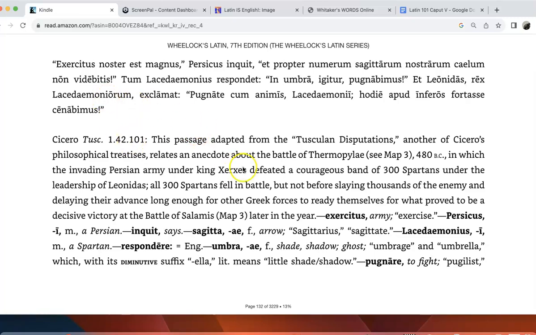So this one's a little bit longer, but we just got to work through the vocab here. Exercitus means army. So our army is large, a Persian said. Inquit means said, or in this case says. And because of the number of our arrows, you will not see the sky. So, as you know, the Persian army was very large.